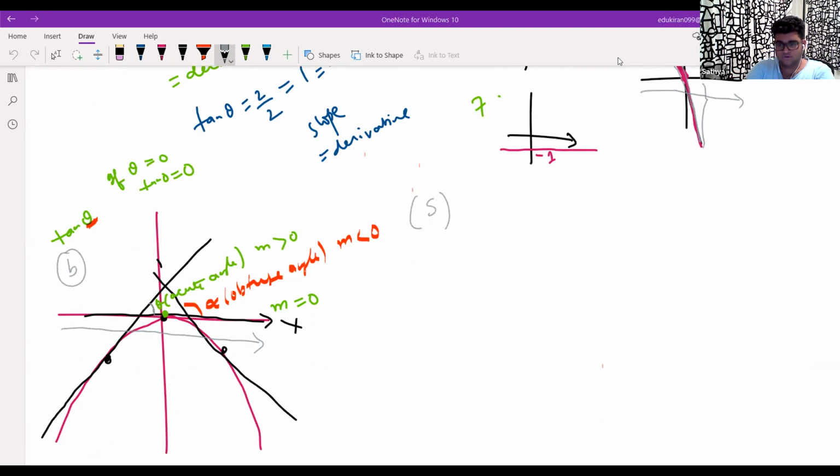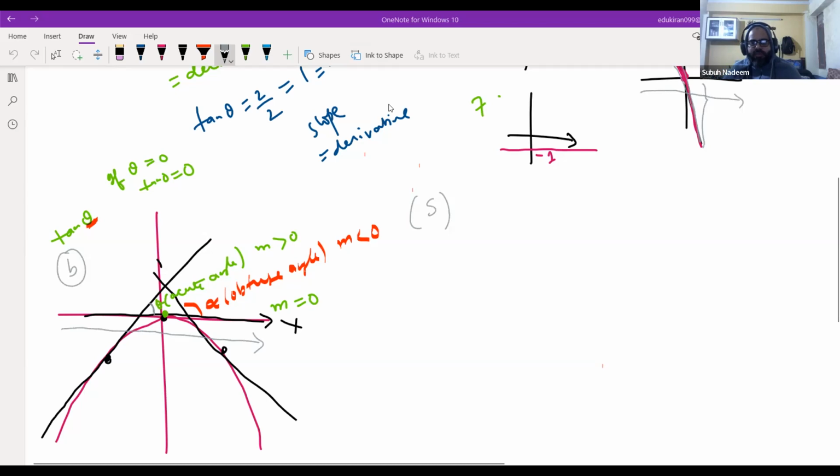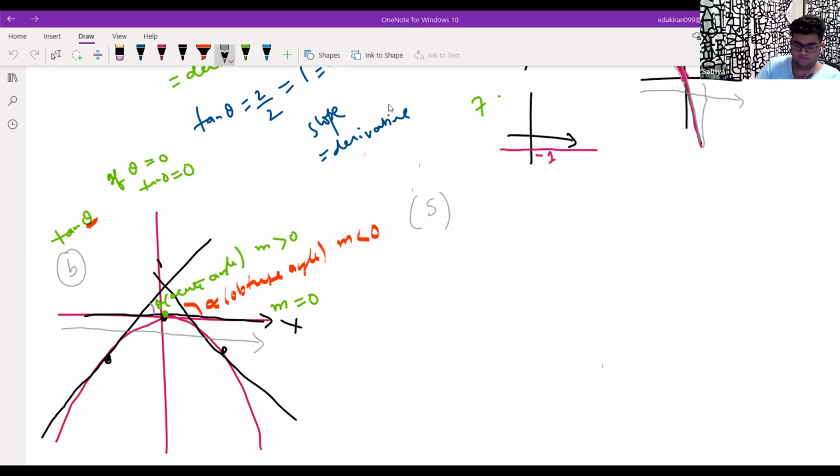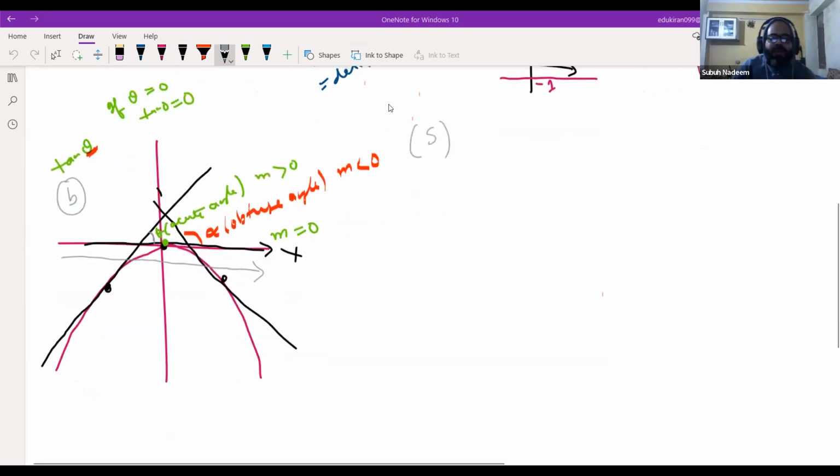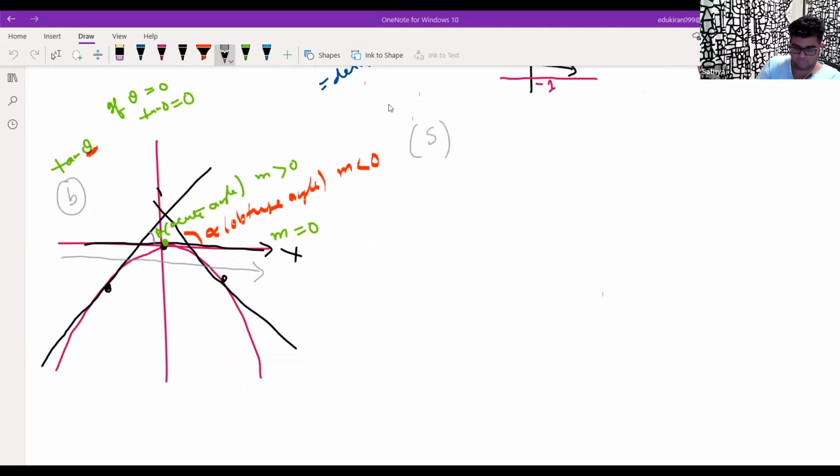So this is just the opposite of the first one. So will it be? Yeah, it will be minus one. Constant and minus one. So it'll be 7. Yeah, it will be 7, because it is a straight line and its slope is actually minus one. If you see, it's tan theta.